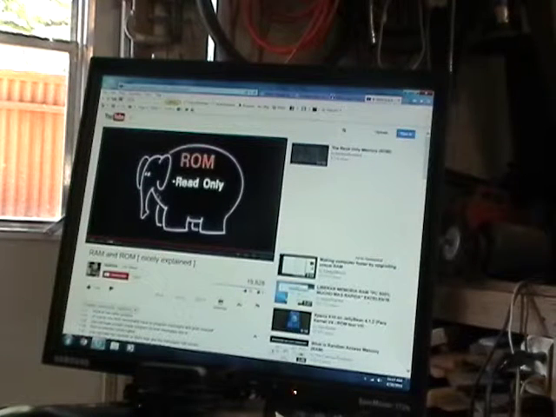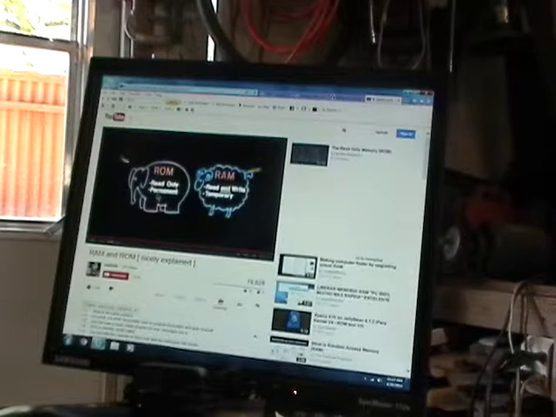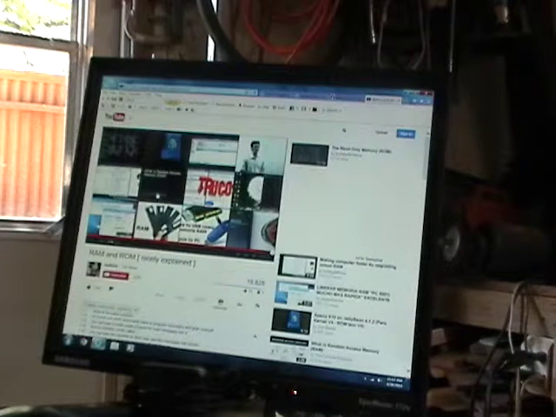So ROM is read-only memory, and it's permanent, it never forgets. Whereas RAM is both read and write memory, and it's temporary. It forgets at the flick of a switch. That's it.